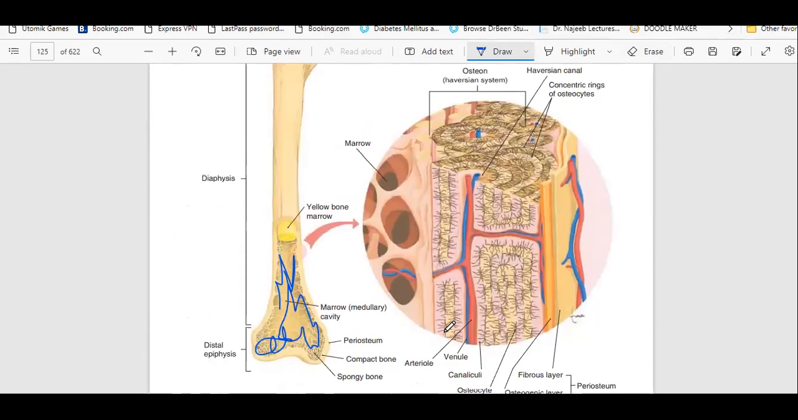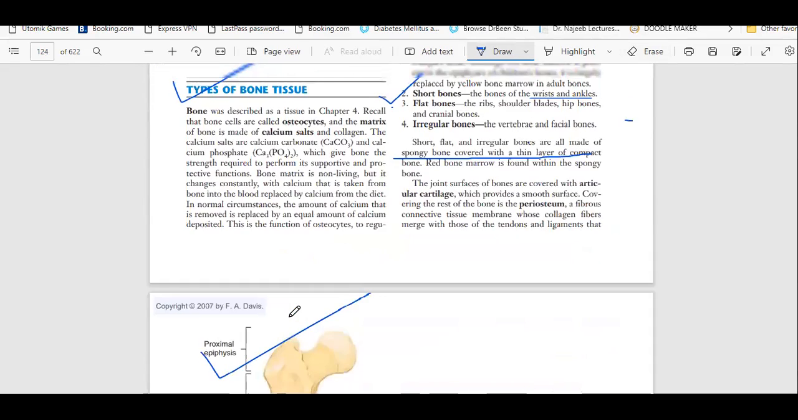That is the reason that if a person has calcium deficiency, calcium carbonate or calcium phosphate deficiency, or vitamin D3 deficiency, their compact bone becomes very weak. So whenever they fall down or have an injury or trauma, their bones will break easily. They can get a fracture very easily. So you have to remember these things.